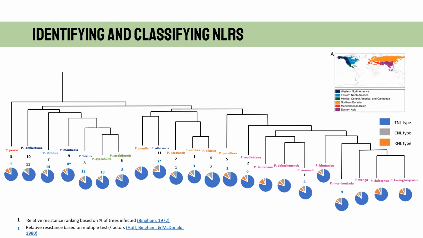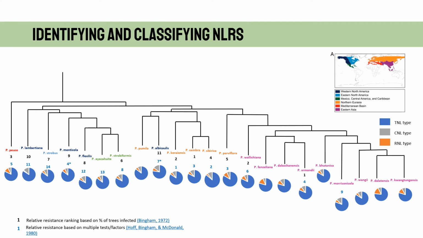Of the NLRs that could be classified, a majority of them were of the TNL type, which is expected as it is the largest subfamily in most plant species. Interestingly, the proportion of RNL type to CNL type NLRs in the Asian species was greater, whereas the proportion of CNL type to RNL type was greater in the North American and Eurasian species.